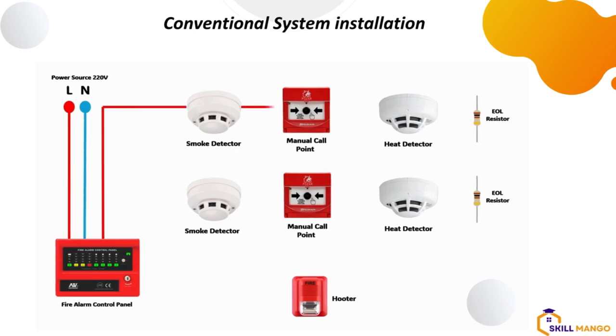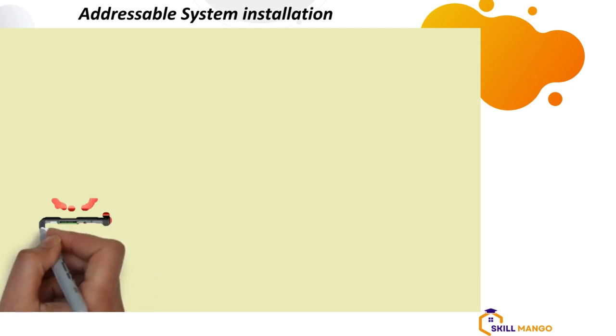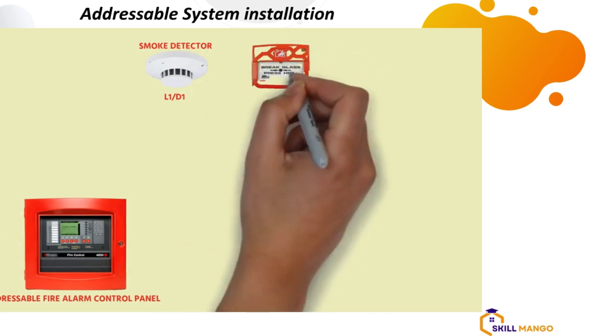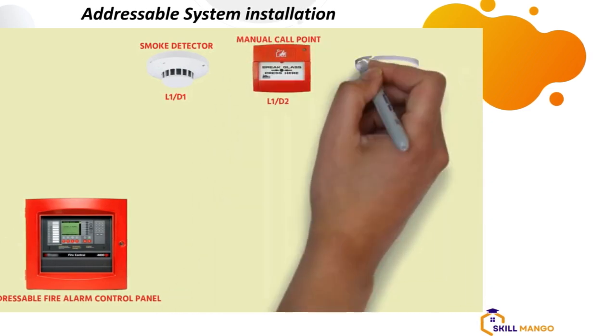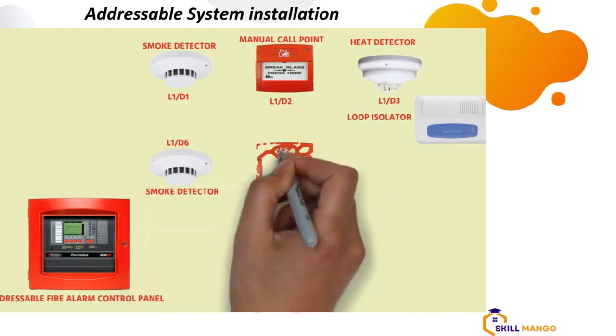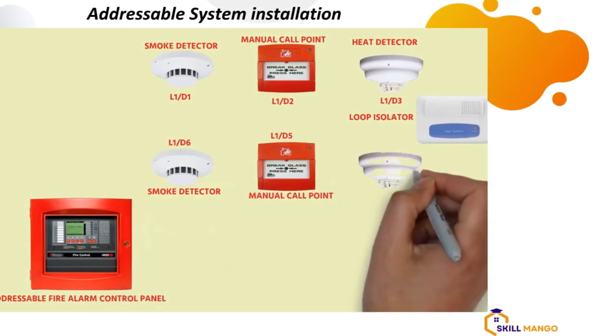Okay, so that's that for conventional. Lay emphasis on the end of line resistor and the way the wire is run. So we have to look at that. And let's go to the next slide, which is for the addressable. You can see that's the panel. The panel is mounted. Then we have the detectors, smoke detectors, then the manual call point, then the heat detector.